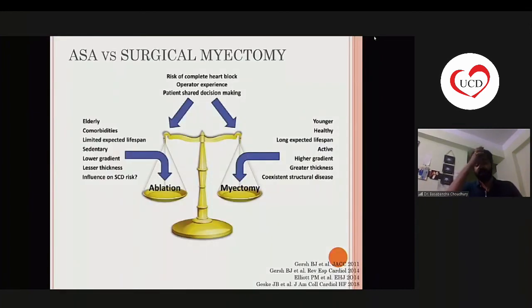So coming to septal reduction therapy: in class 3-4 symptomatic patients on adequate drug therapy, if the LVOT gradient is more than 50, or if there is an unexplained syncope, we can consider either surgical myectomy or alcohol septal ablation. Young age, long lifespan, active lifestyle, higher gradient, greater thickness, and existing mitral valve disease favor surgical myectomy. However, ASA is equivalent to this modality in elderly comorbid patients according to ESC. Next slide.